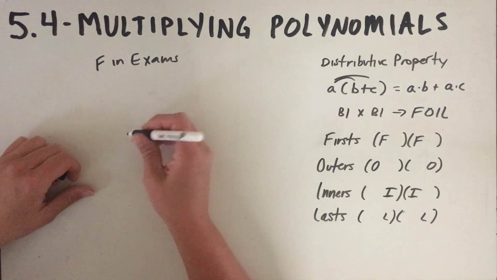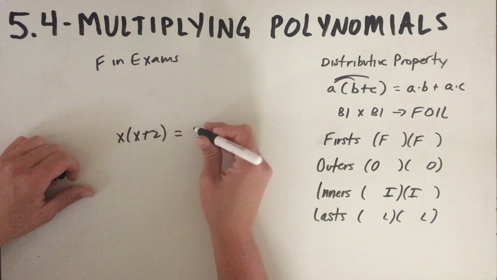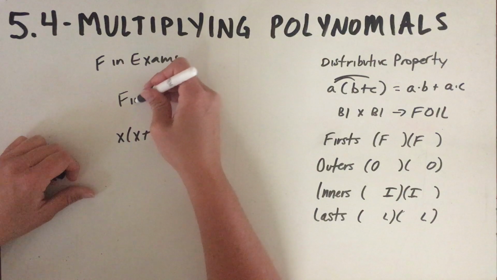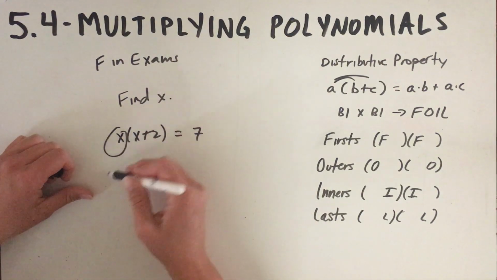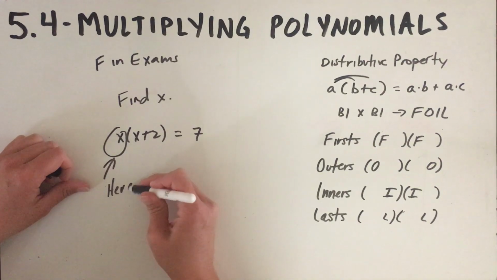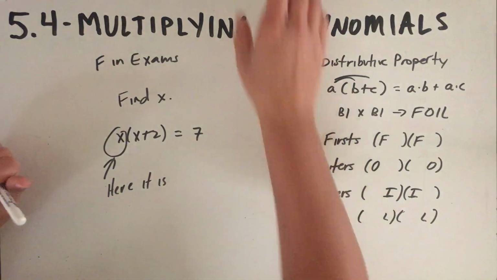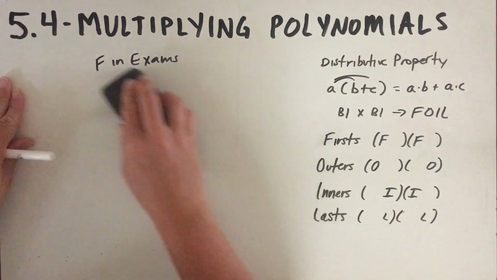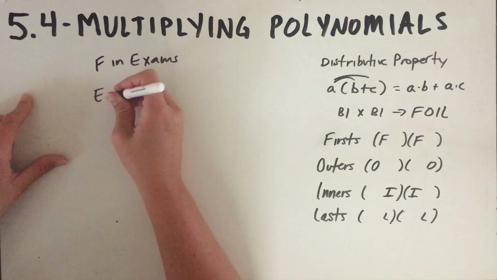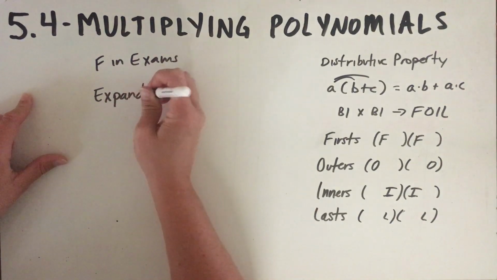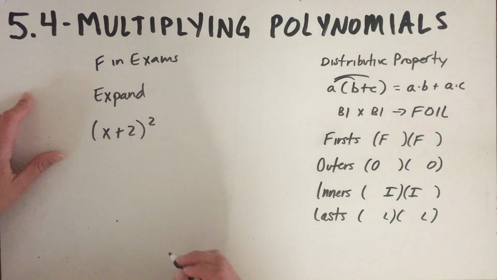Like it'll be like, you know, x times x plus 2 is equal to 7, and the instructions will say find x, and someone will circle the x and say, here it is, right? And it's just all of these hilarious things that students do on their exams. Well, this one actually applies to the lesson today. So this one would say expand, and then it would have x plus 2 squared. You're supposed to expand it.